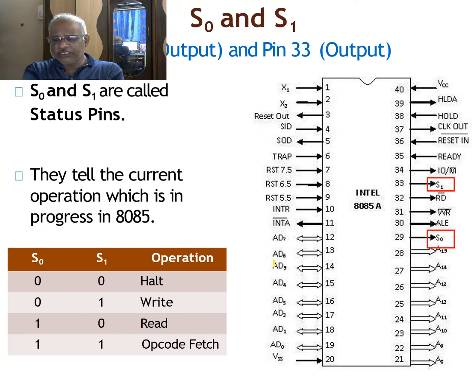I have discussed pin number 30, ALE, but we left pin number 29 because pin number 29 is associated with pin number 33. So both the pins work together, and these pins, S0 and S1, are called the status pins. Status is a word which is well known to the young generation.